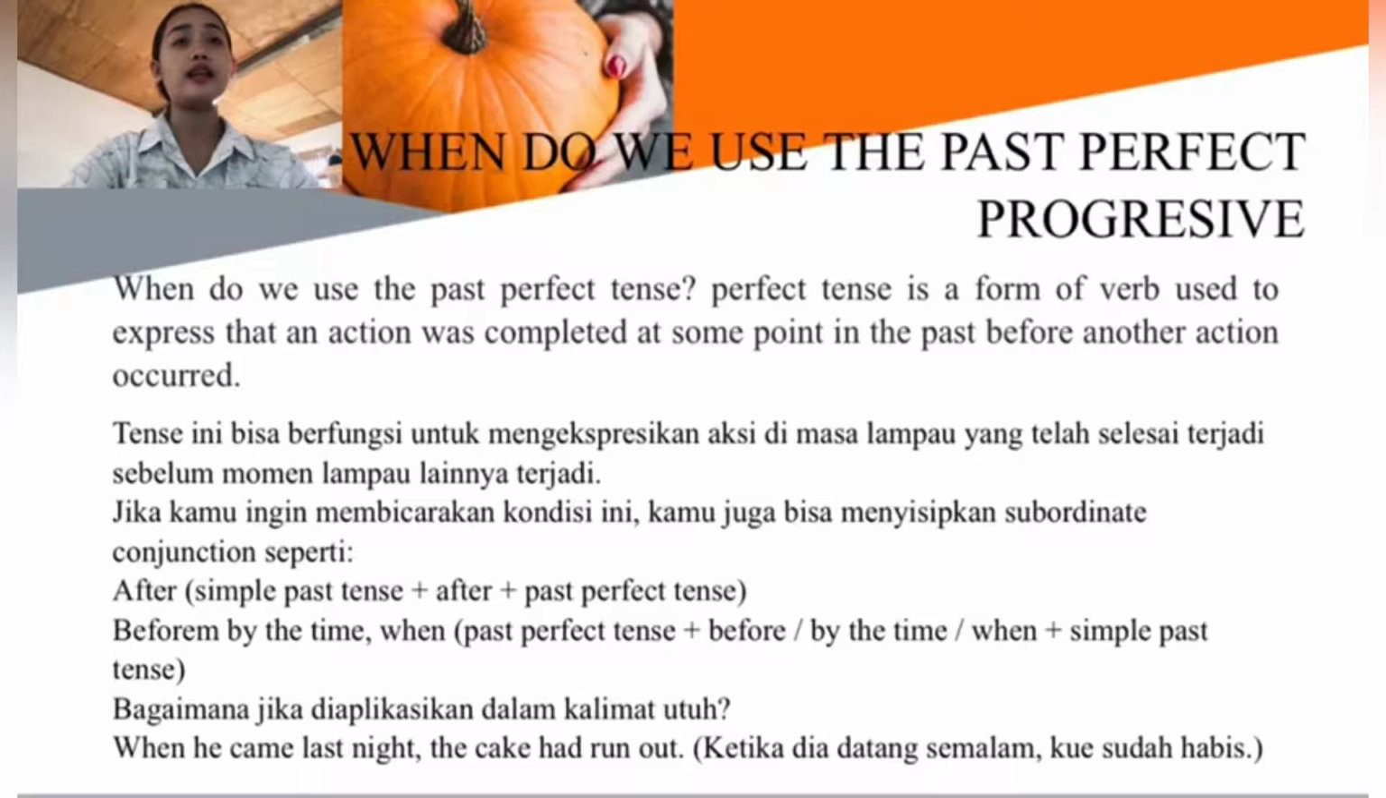Hi, I'm Dea. Here, I will explain when we use the past perfect progressive. When do we use the past perfect tense? Perfect tense is a form of verb used to express that an action was completed at some point in the past before another action occurred.